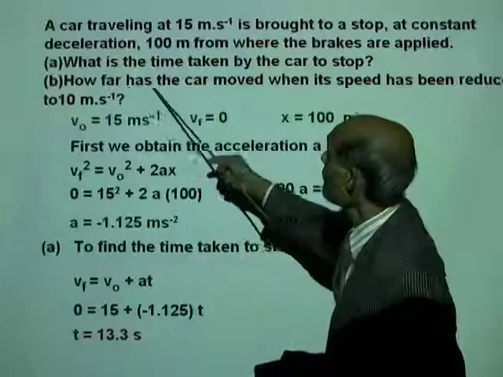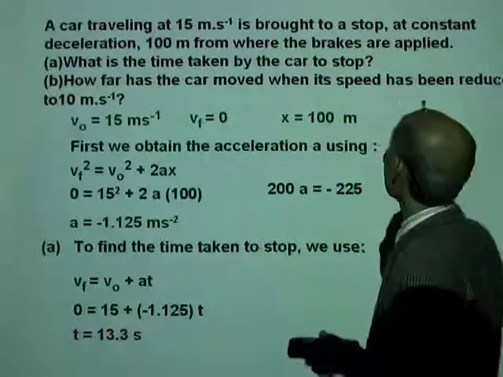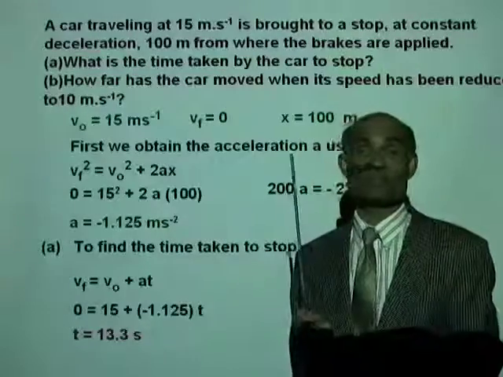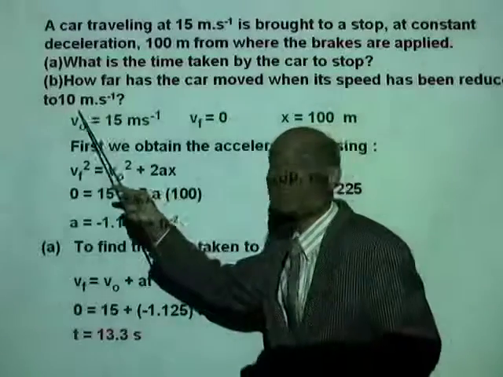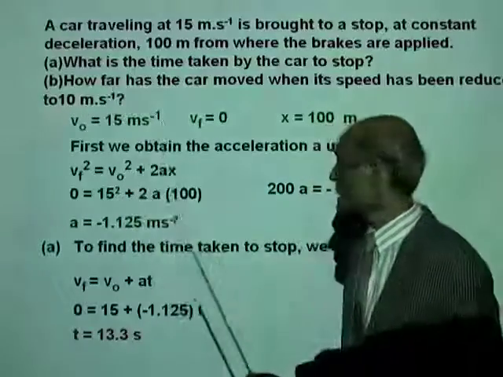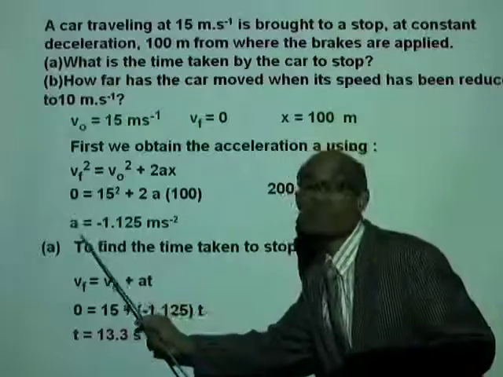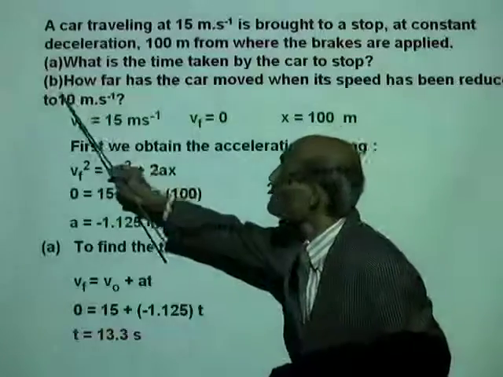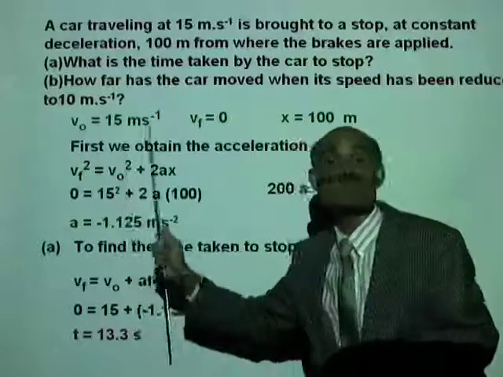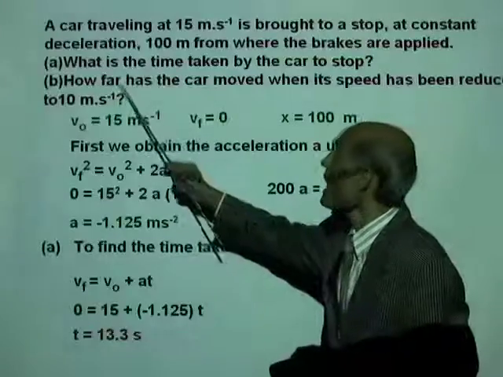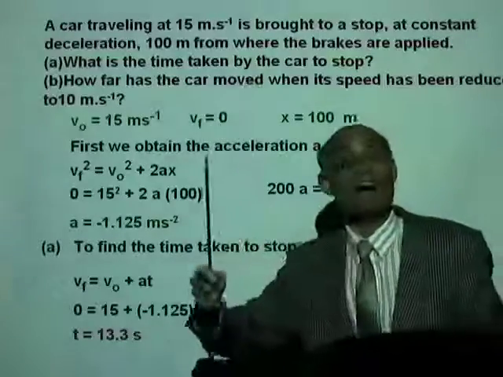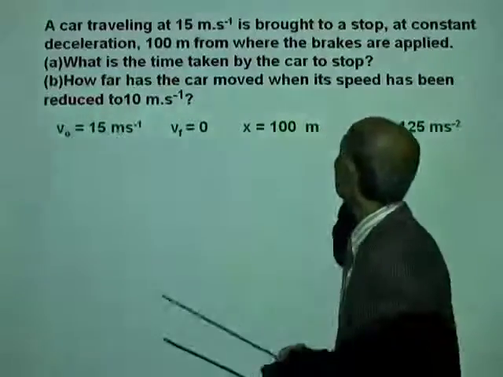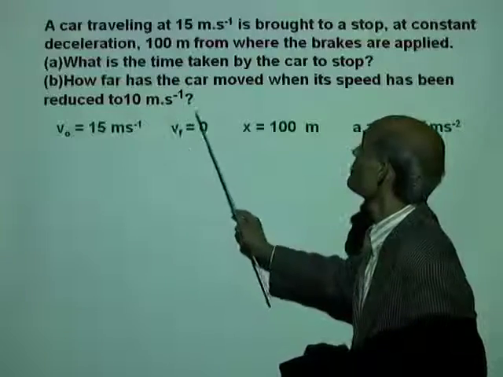Alright, what's the next? How far has the car moved when its speed has been reduced to 10 meters per second? Well, this time, this is your final velocity. You must now know the acceleration we know, the initial velocity we know, the final velocity here is given to be 10 meters per second. We need to find what? How far has the car moved? Find x.